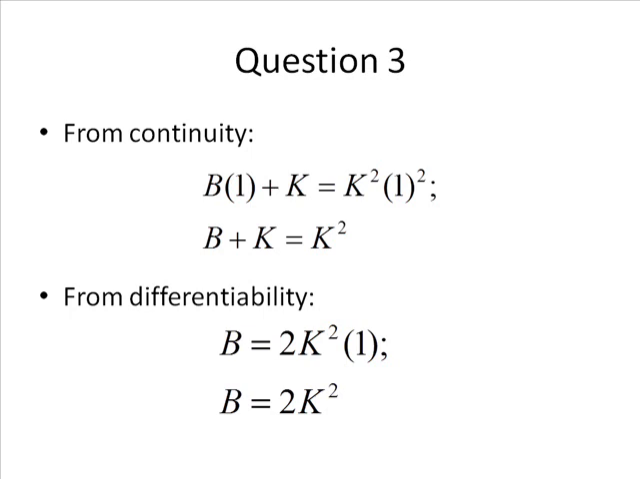Well, from our continuity, we know that since our limits have to match up, for the limit of our left side as x approaches 1, we just plug in 1 for x. So our y value from the left side is going to be b plus k, and our y value from the right side is going to be k squared times 1 squared. So then we know we have a relationship: b plus k has to be equal to k squared.